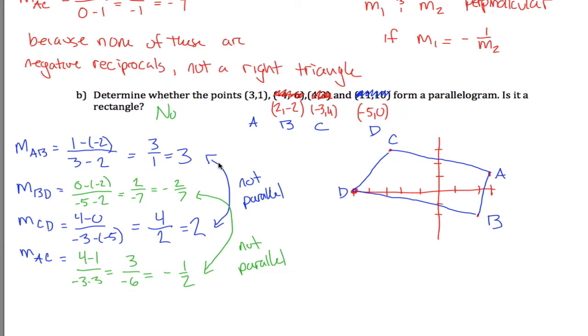So a case when we would have a rectangle is if this were 2, and this were 2, and this were -1/2, and this were -1/2. Then I'd have two sets of parallel lines because 2 is the same as 2, and -1/2 is the same as -1/2. And furthermore, those lines are perpendicular because the negative reciprocal of 2 is -1/2. But that didn't happen in this case. In this case, the answer is no.